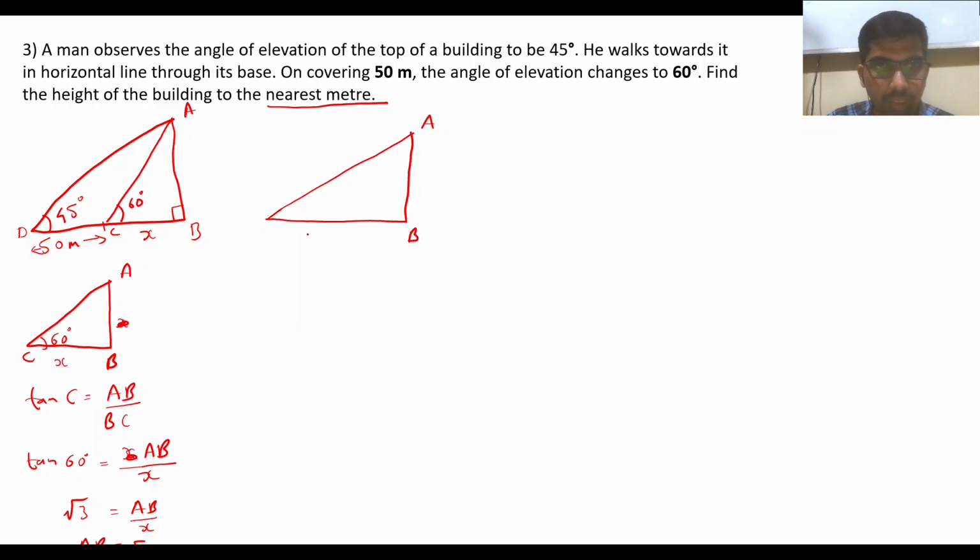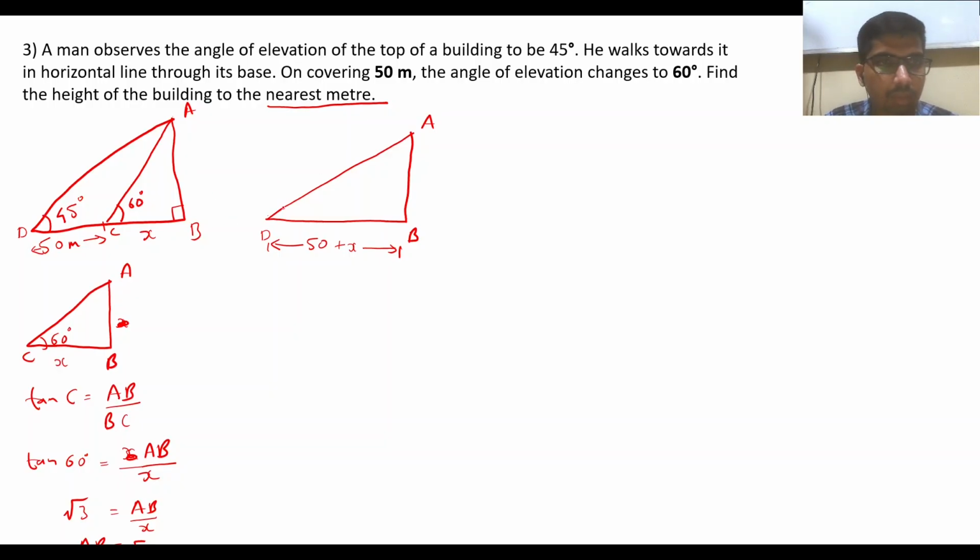A, B and D. The distance over here is 50 meters. 50 plus x. Why? Because initially he was at some point. We walked 50 meters towards it. We don't know the remaining gap. Let the remaining gap be x. So what will the base be? 50 plus x. For the small triangle, base is x. Bigger triangle is 50 plus x. Or whatever distance he walked, either towards or away, that plus x.